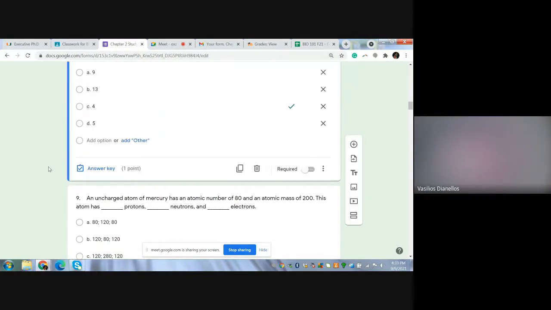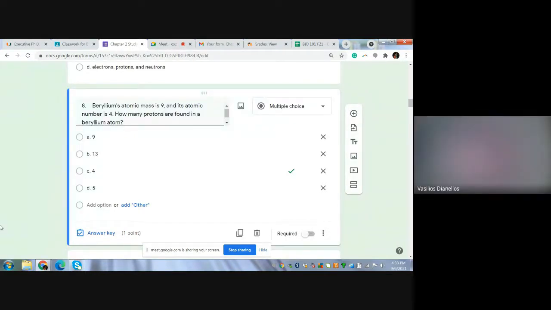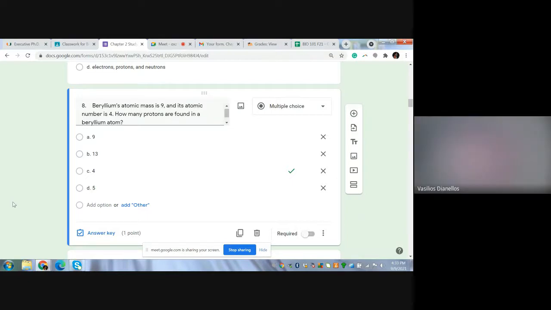Any questions about that, about number 8? Yes. So yes. The answer was 9. No, the answer is 4. Because it's saying how many protons. And what you need to know for this is the number of protons equals the atomic number for every single element. Okay, got you. And it doesn't matter, not just beryllium, but for everything. The atomic number tells you how many protons it has.